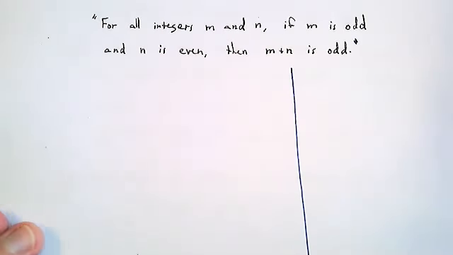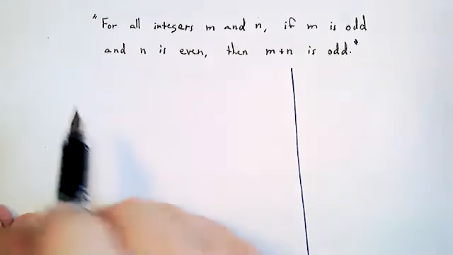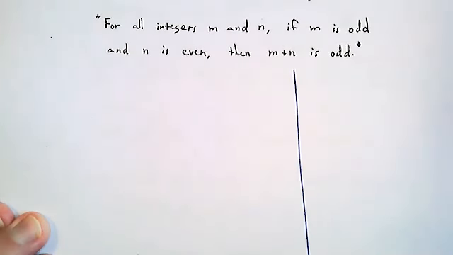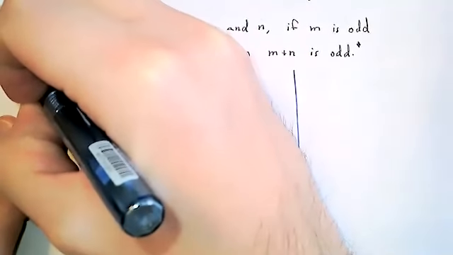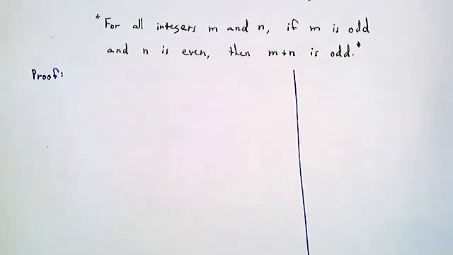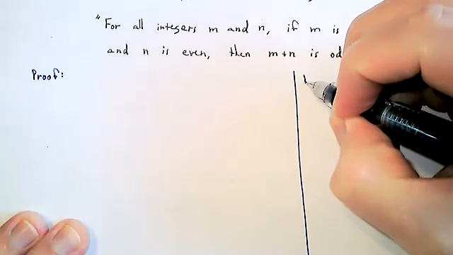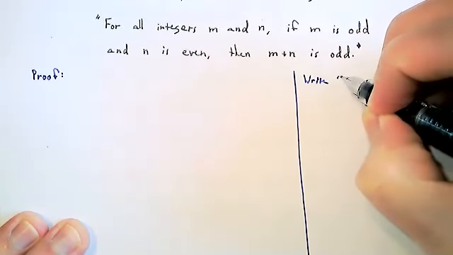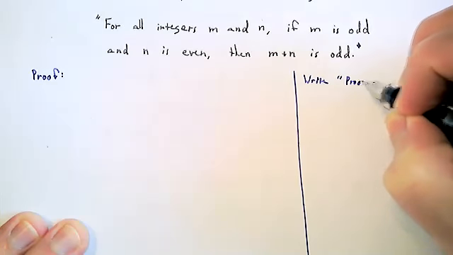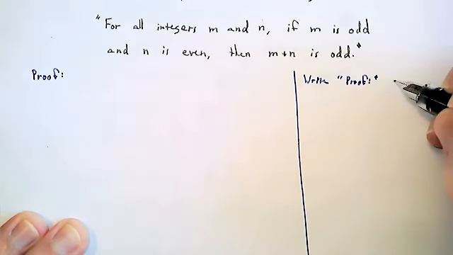The first thing that you should do when you're writing a proof is let your reader know that you're going to prove something. And the usual way to do this is to just write the word proof before you start writing anything else. So proof and then a colon, to let the person reading your work know what you're going to do. So write proof, to tell the reader what you're doing.